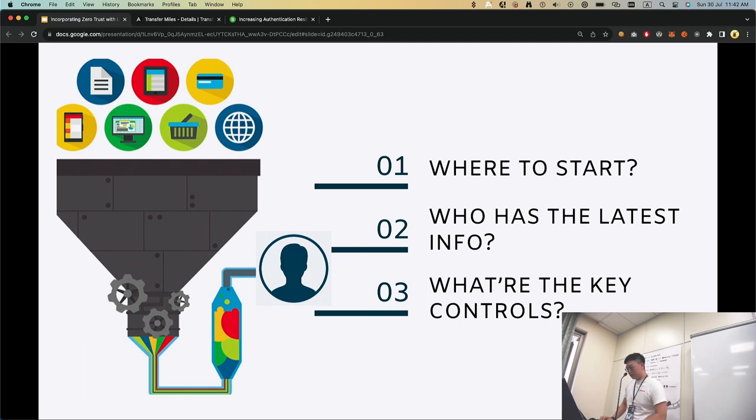So let's assume that the starting point is a single password-based login, right? For us, we always evaluate where do we start. Who has the latest info, i.e. which data source has the latest info, and then later on you can start to think about what are the key controls.